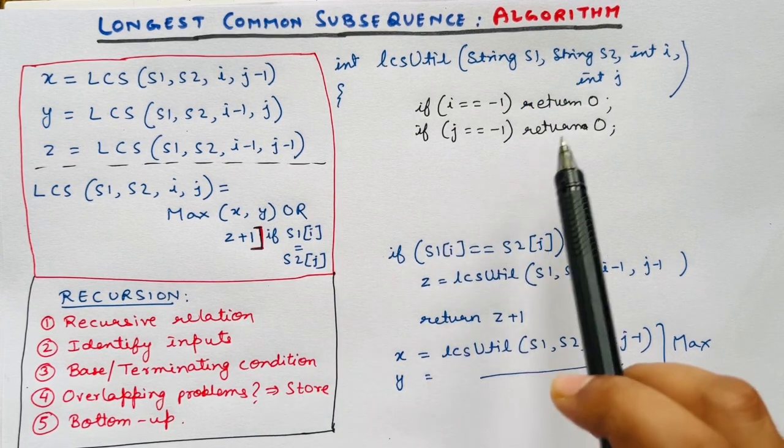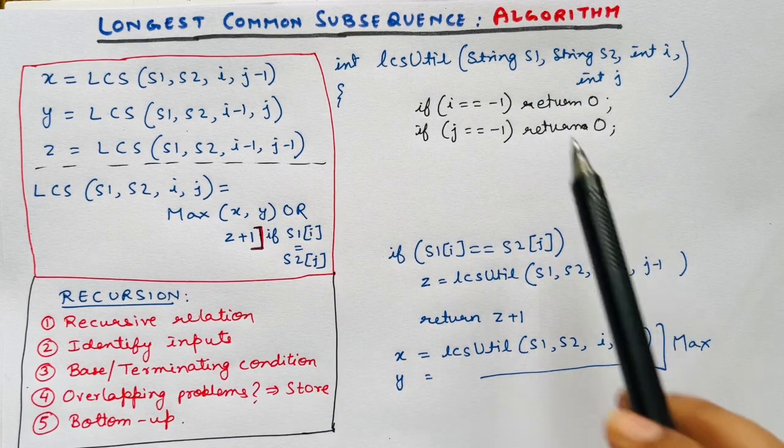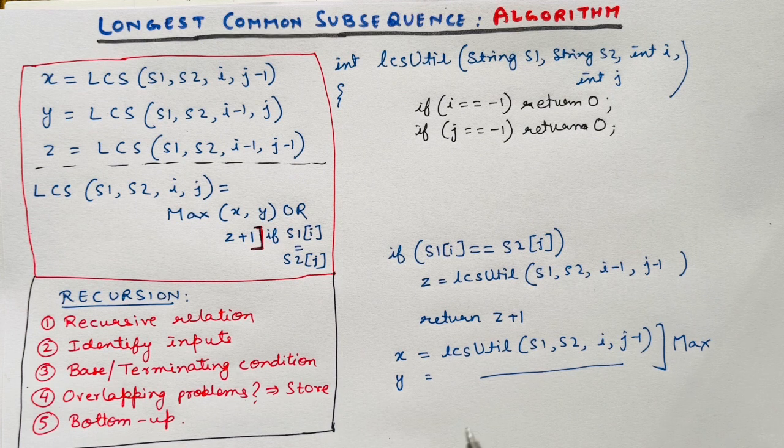This summarizes our base condition. And now our algorithm is complete and will work fine. But this is very inefficient because it has a lot of overlapping problems. How does it have a lot of overlapping problems?